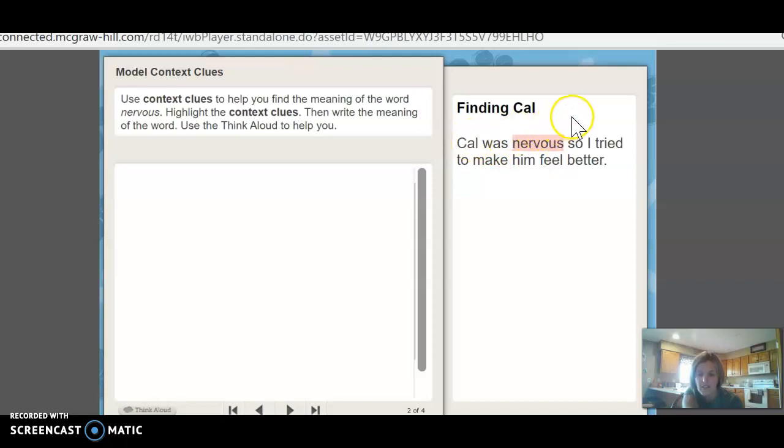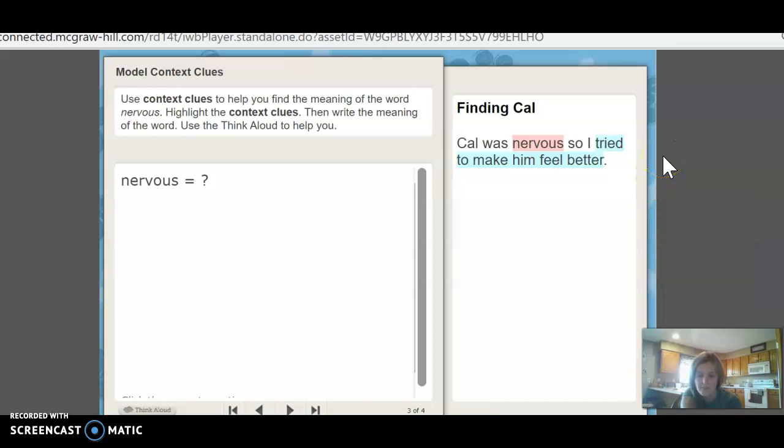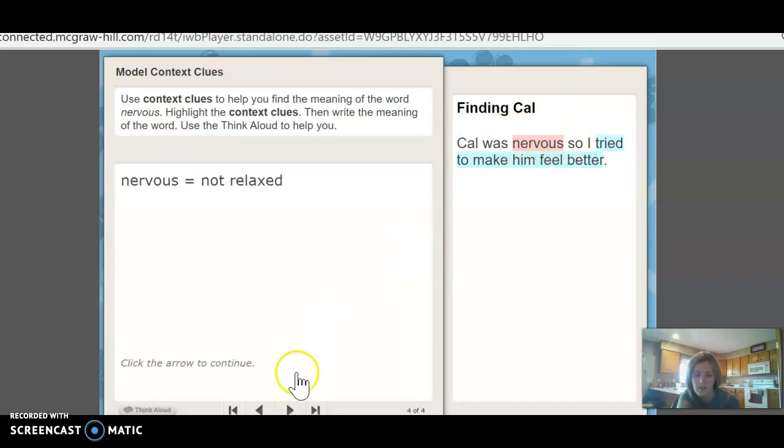In this first sentence of Finding Cal, it says, "Cal was nervous, so I tried to make him feel better." So let's pretend we don't know what the word nervous means. If we look at the other words in the sentence, "so I tried to make him feel better," we know that something is not right with Cal, right? So we know that this word nervous means that something is not right. Okay? So nervous means not relaxed.